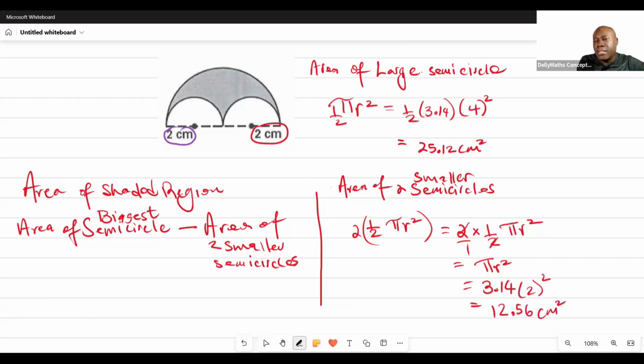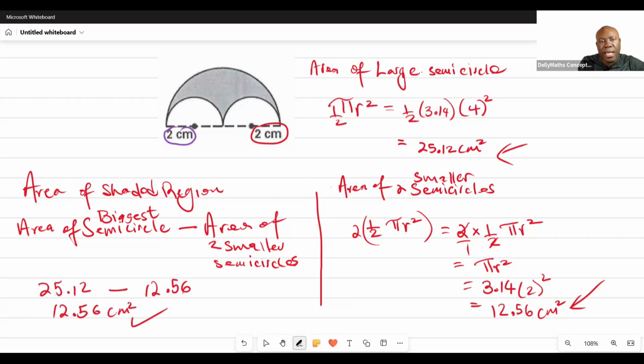So at the end of the day, these are the two numbers that we're looking for to help us out. So it's going to be 25.12, which is the area of the largest semicircle. And we're going to subtract the area of the two semicircles combined. And basically, we're going to get 12.56. So that's the area of the shaded region right here. That's the final question.